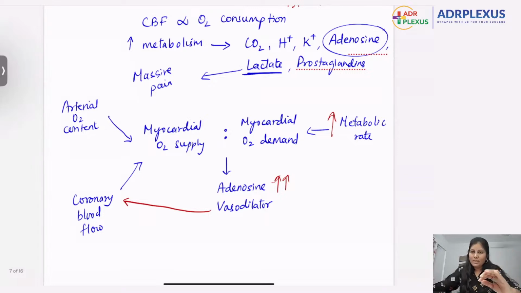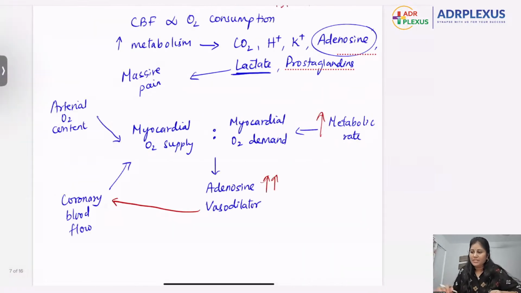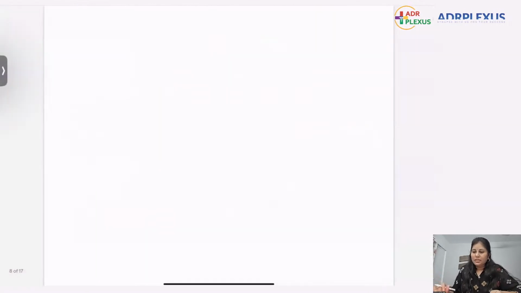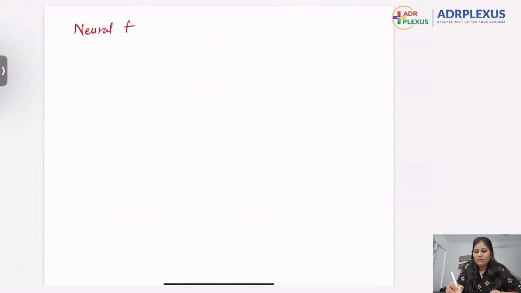Okay, now what are the other features? One is the regulation of the coronary blood flow by other neural factors. What are the neural factors that are present? Neural factors. We'll go to the neural factors.